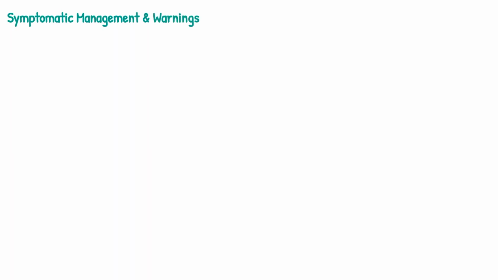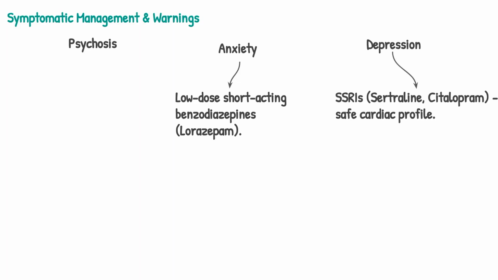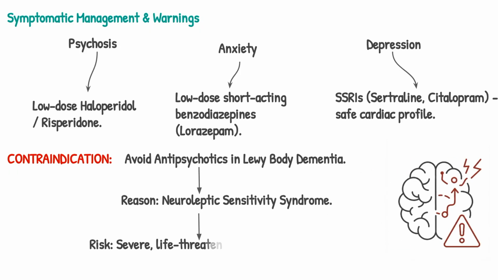Symptomatic management and warnings. Symptomatic management targets depression, psychosis, and anxiety. For anxiety, use low-dose, short-acting benzodiazepines, lorazepam. For depression, use SSRIs, sertraline, and citalopram with a safe cardiac profile. For psychosis, use low-dose haloperidol or risperidone. Contraindication: avoid antipsychotics in Lewy body dementia. Reason: neuroleptic sensitivity syndrome. Risk: severe life-threatening extrapyramidal side effects.